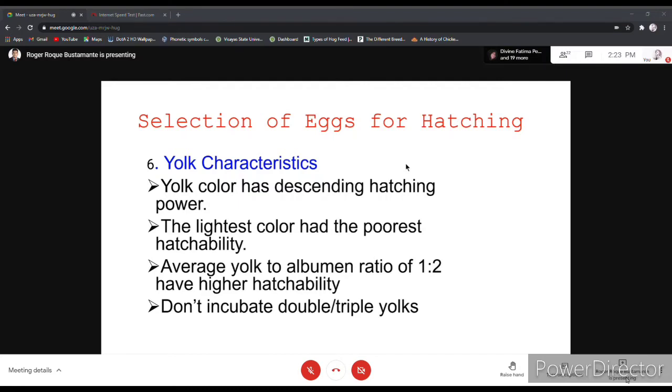Well, there is a chance that it is fertile, both yolks are fertile, but in the long run, you cannot expect it to reach 21 days to hatch. Based on my experience with quail, I tried setting double yolk eggs in the incubator, but after how many days?